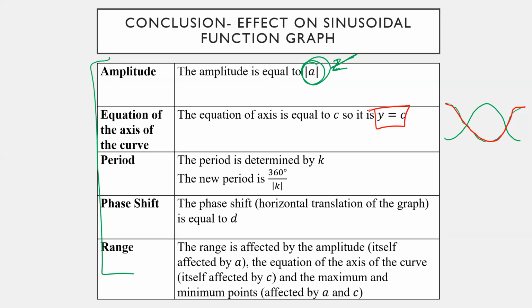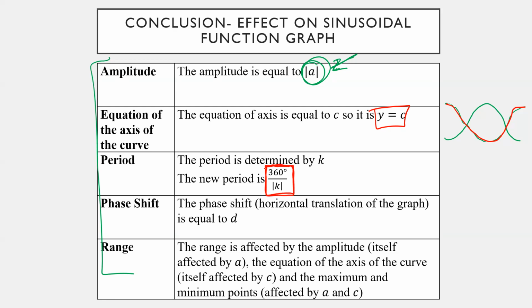The period, we kind of looked at this already, is determined by K, but it's not equal to K. And this is where people make a lot of mistakes. It's not equal to K. What you do is you take 360 degrees and you divide by the absolute value of K, okay? So whatever the K value is, you take 360 degrees and divide by the absolute value of K. The phase shift is pretty simple, and we kind of already looked at that, and we'll talk more about it later on, is simply going to be equal to the D value.